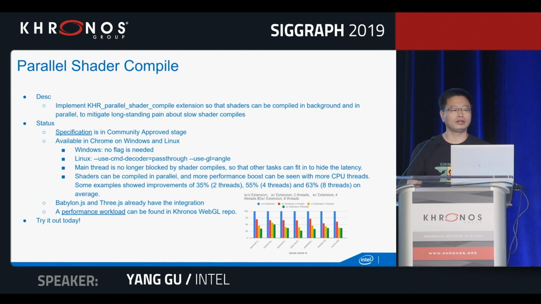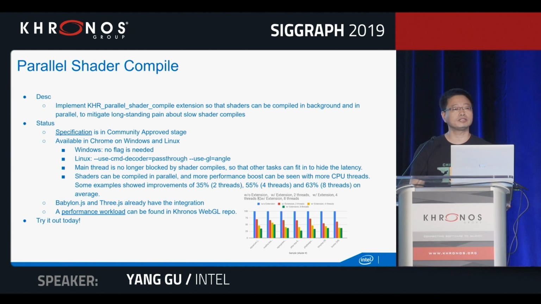Another issue, another major effort at our side is about the parallel shadow compare. Many of you may get stuck on the slow shadow compare. To answer these questions, our solution is the parallel shadow compare. With this feature, we remove the shadow compare from the main thread, and at the same time, you can utilize multiple CPU threads to compare your shadows.